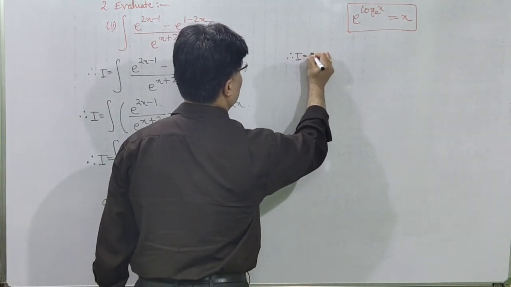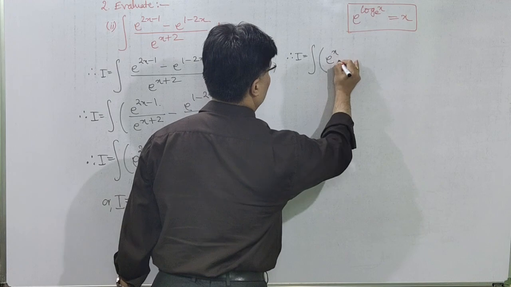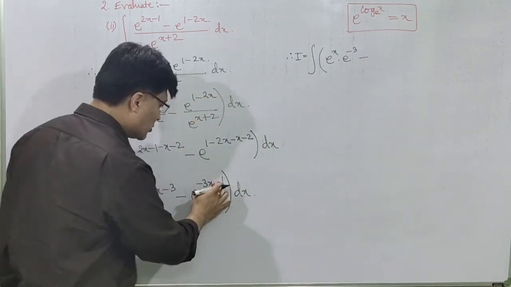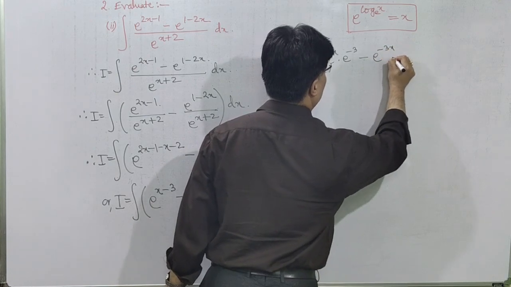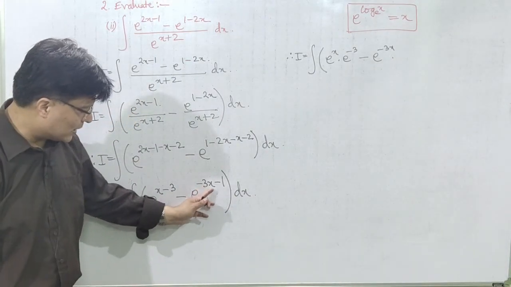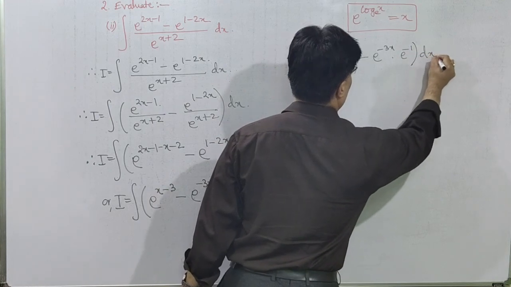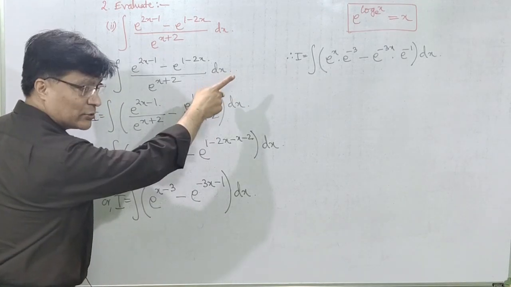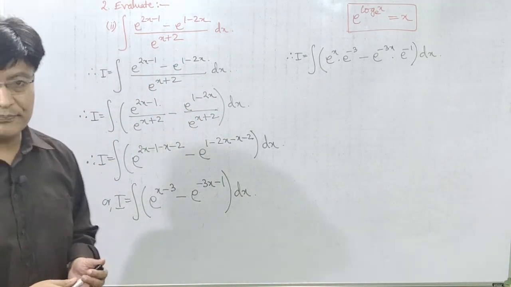Therefore, I is equal to the integration of, within brackets, you can separate the terms here. e to the power x into e to the power minus 3, minus, you can also separate this term. How can you separate it? e to the power minus 3x into e to the power minus 1, bracket close, dx. Okay. Now this first term is simplified as e to the power x into e to the power minus 3, and the second term is simplified as e to the power minus 3x into e to the power minus 1, right?